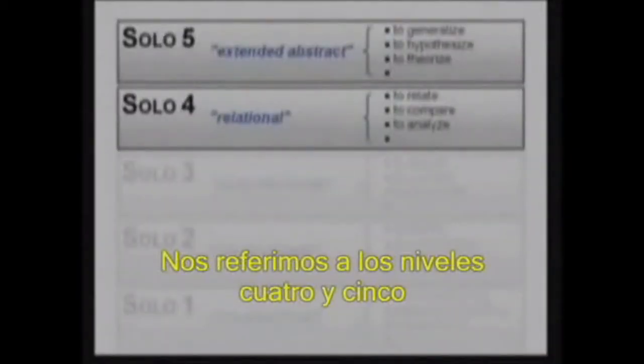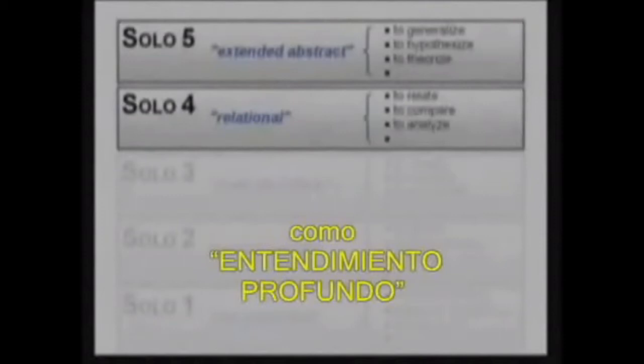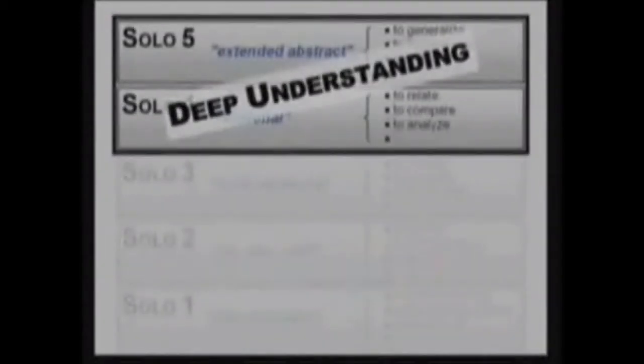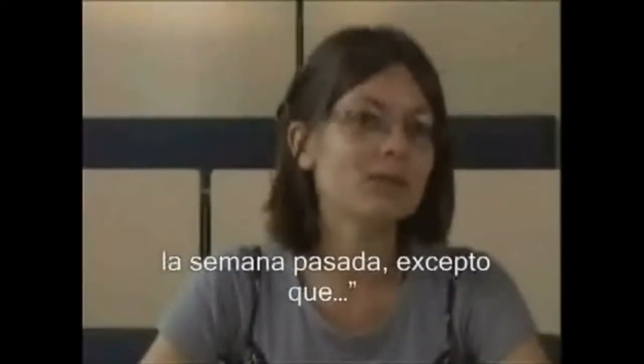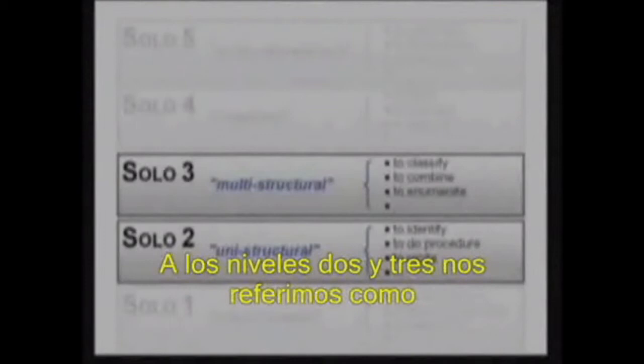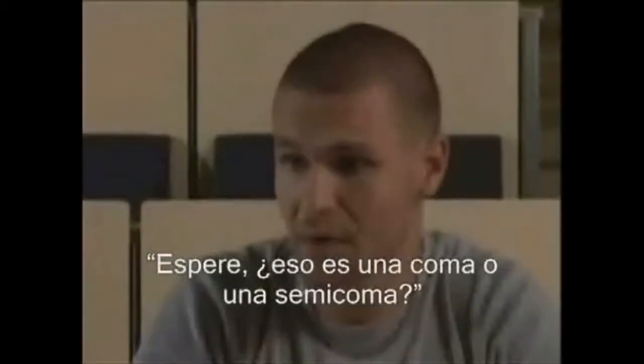We refer to levels 4 and 5 as deep understanding. For instance, one can prove that it is always an equivalence relation. Yep. Excuse me, isn't this the same as last week except with implicit environment? Levels 2 and 3 are referred to as surface understanding. We could have composition, the usual semicolon operator, and then we'll have an if-then-else construct and... Wait, is that a colon or semicolon?